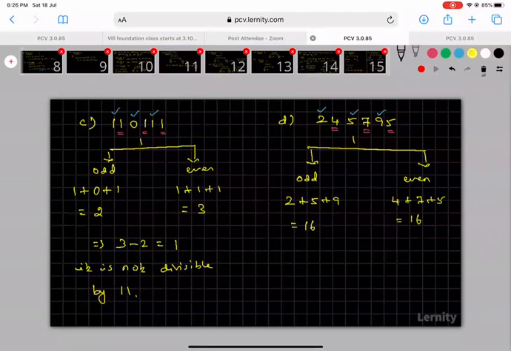So 16 minus 16. You are getting 0. So the important thing is the difference between the sum of the digits at odd places and the sum of the digits at even places is either 0 or a multiple of 11, which means it is satisfying. Okay, whether it is a multiple of 11 or 0, this is satisfying.